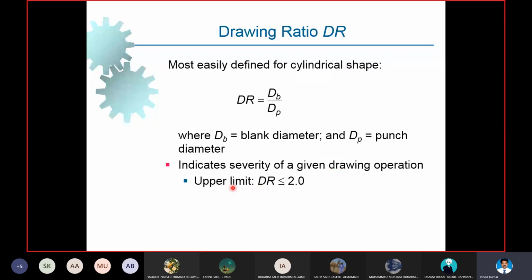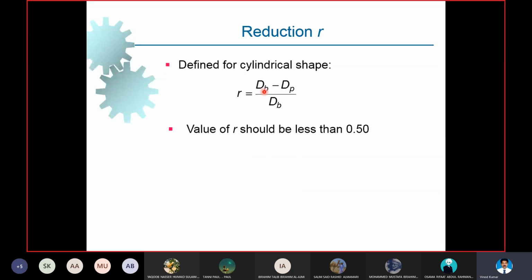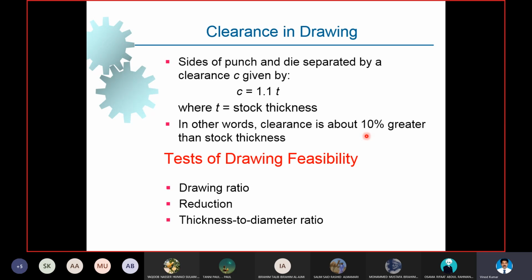The second criteria is reduction. What is reduction? dB minus dP by dB, the difference in diameters of blank and punch by dB, must be less than 0.5. If this reduction ratio is less than 0.5, yes, drawing is possible. Greater than 0.5, no, it will not be drawing. The material may get sheared or cutting may take place. So this is the second category requirement.